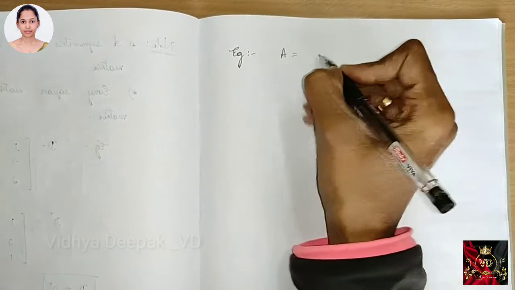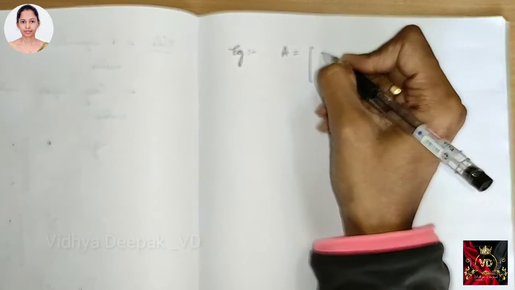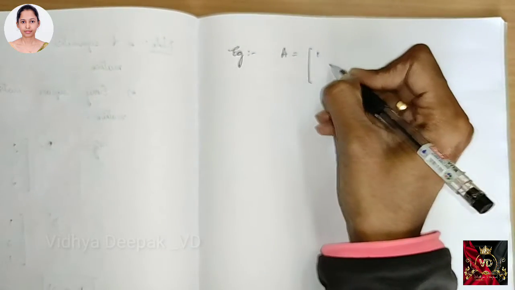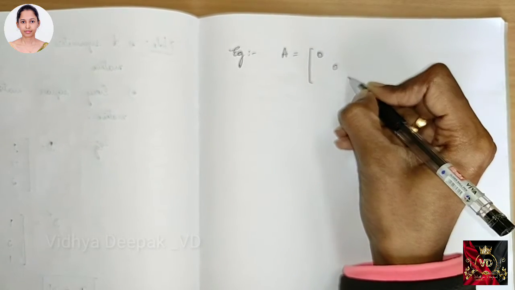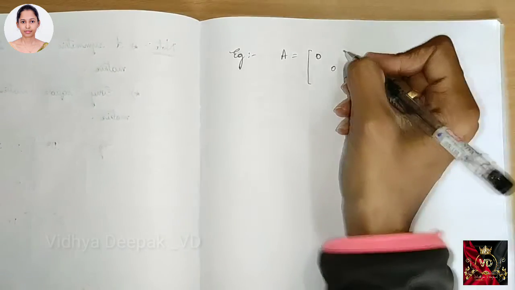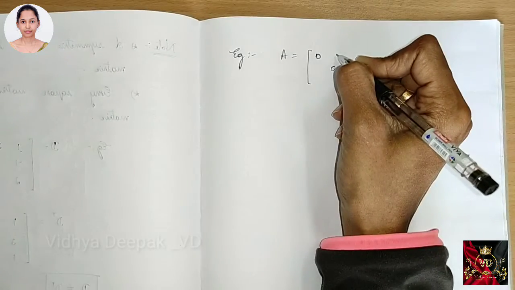Consider a matrix A of order 3 cross 3. Okay, so I'll consider one. This is a skew symmetric matrix, so the diagonal elements should be zeros, right? So A transpose should be equal to minus A. That also we have to keep in mind, right?